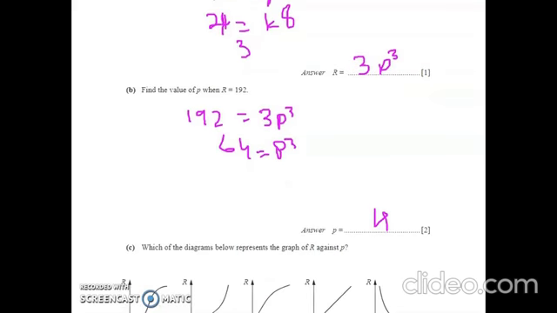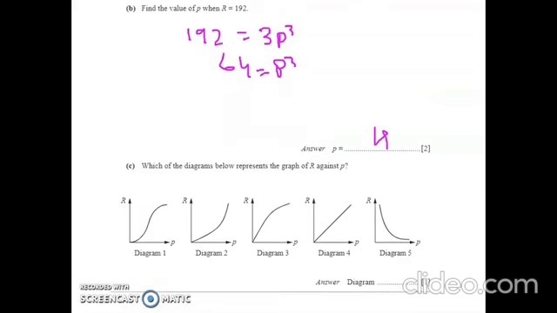Now, which of the diagrams below represents the graph of R against P? Now, this is very important. If it said R against P cube, then it would have been a graph like this one. But no, it's not saying R against P cube, because R and P cube are directly proportional, not R and P. So if we trace the equation, R is equal to K P cube, the general equation, it will be a cubic graph. And clearly diagram 2 is showing us a cubic graph.